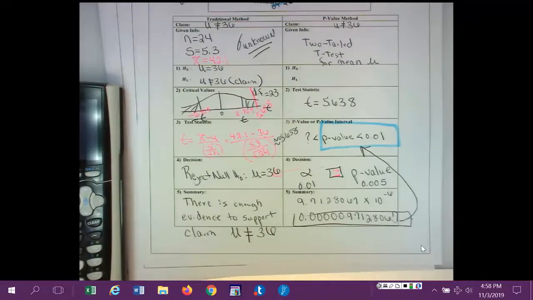And that will conclude t-testing. Again, I did a left-tailed and a two-tailed, so you need to see an example of a right-tailed t-test.